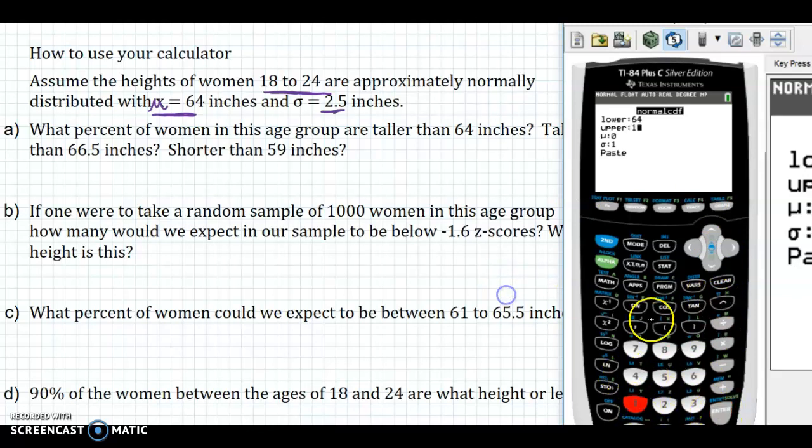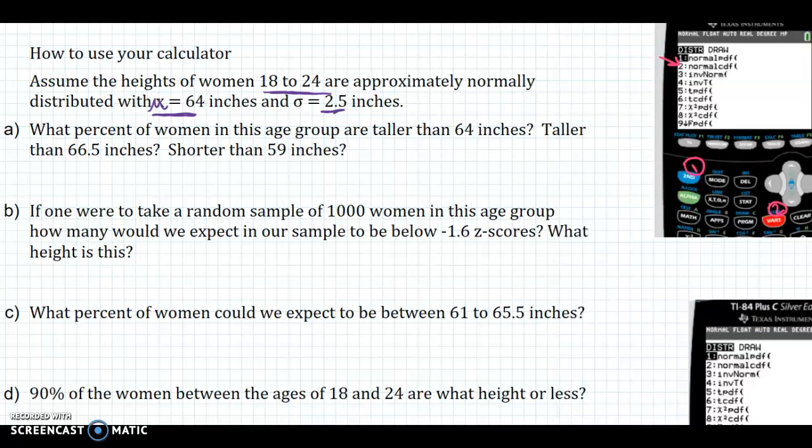My upper, that's when I just put in my big giant number. And here I'll type in my mean. My mean is 64. And then my standard deviation is 2.5. Then hit enter, then hit enter again. It says 0.49995, which makes sense because the mean is 64, so 0.5.